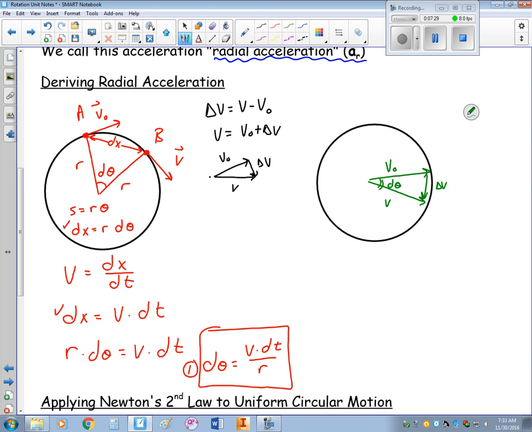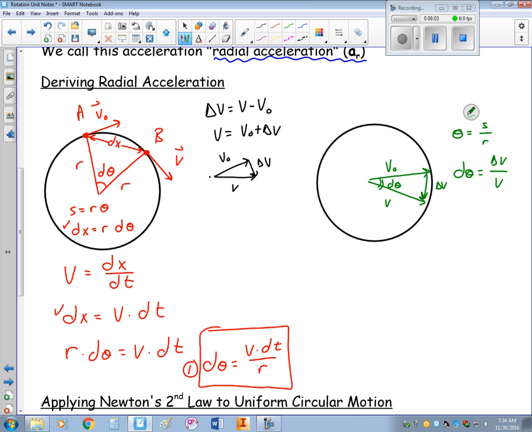So remember that theta equals arc length over r. So looking at this time, I have my delta theta. My arc length is going to be delta v, and my radius is going to be v. Now, why did I choose v and not v naught? Well, it doesn't matter. Their magnitudes are the same. If v naught is 10 meters per second, v is 10 meters per second. It's not their magnitude that's changing, it's the direction that's changing.